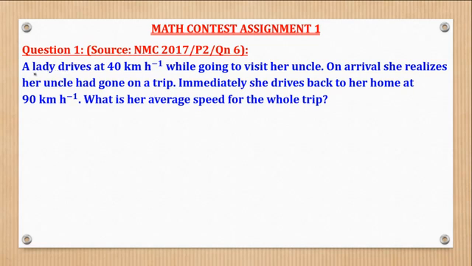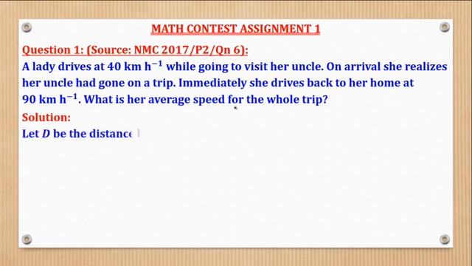So question 1 says, a lady drives at 40 kilometers per hour while going to visit her uncle. On arrival, she realizes that her uncle had gone on a trip. Immediately, she drives back to her home at 90 kilometers per hour. What is her average speed for the whole trip?